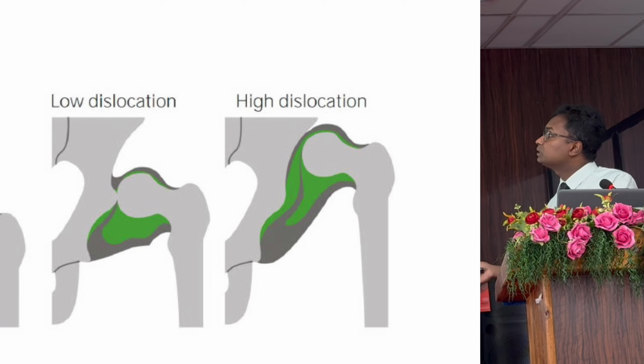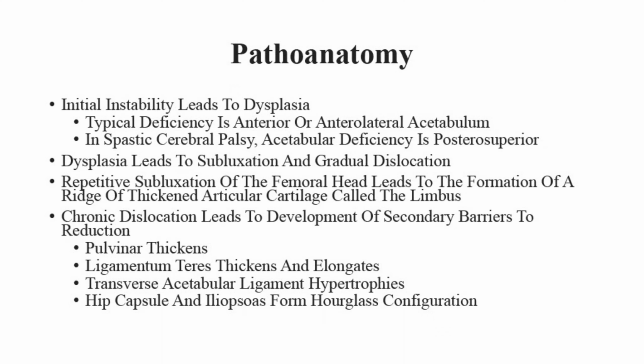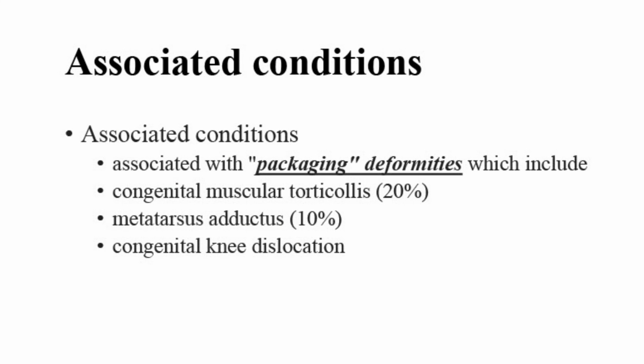So then this is the low dislocation, and finally it leads to high dislocation. See, they are completely outgrown. It's a completely outer-shaped acetabulum, and later they will develop arthritis. So this is the pathoanatomy. This is the same thing which I have discussed, and it can be associated with other conditions.